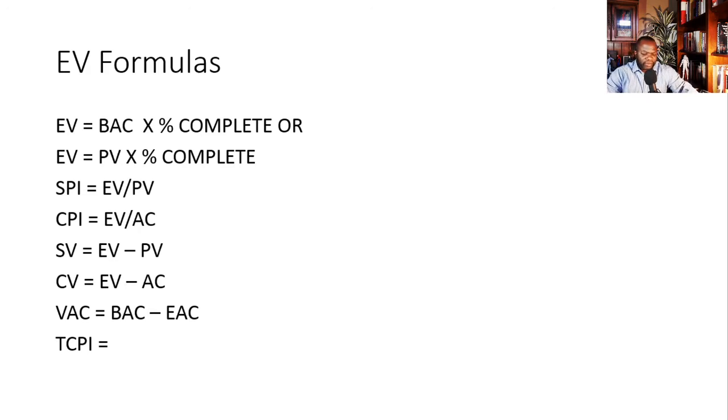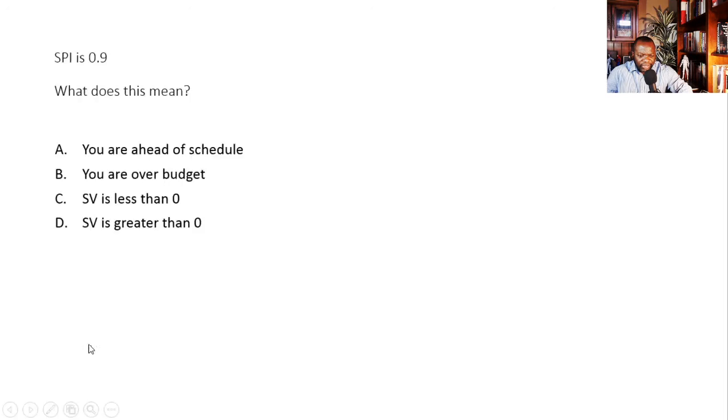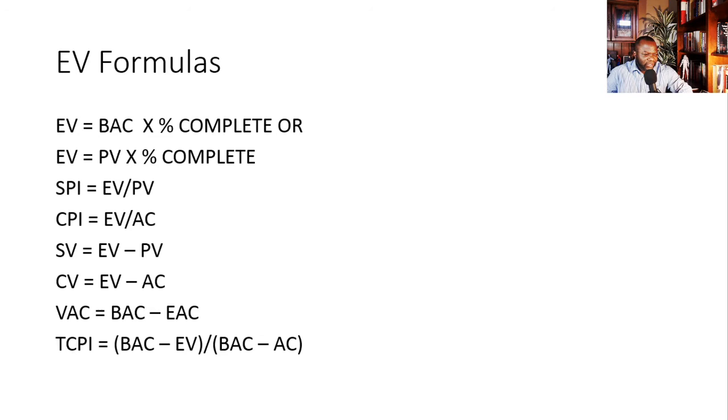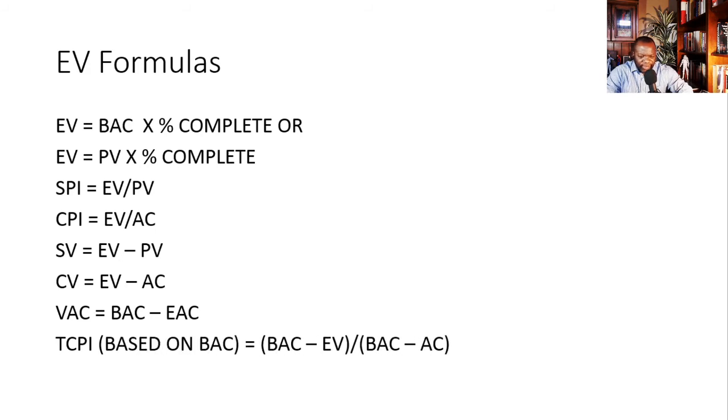Type in the formula for TCPI. Go. 3, 2, 1. It's BAC, the budget at completion, minus earned value, and all of that divided by BAC minus AC if you're working on the TCPI based on the BAC. So we're going to write down here that this is TCPI based on the BAC. Let's do that again. TCPI, I'll just put in brackets, based on the BAC. It is very important that we distinguish the BAC from the EAC version.